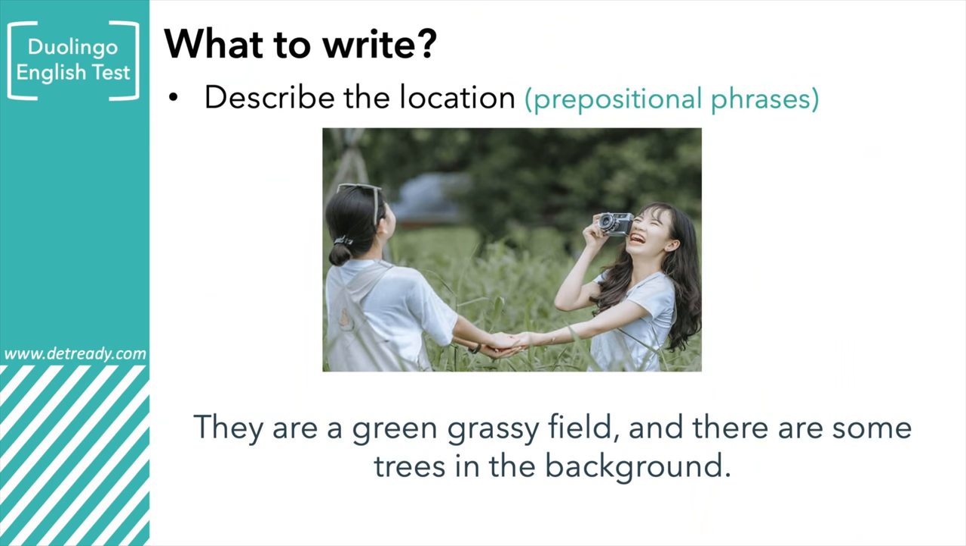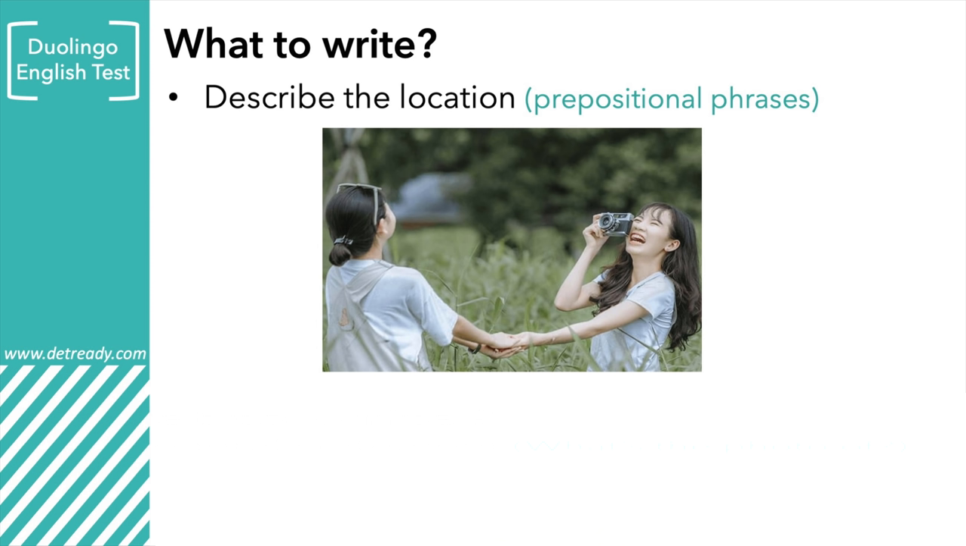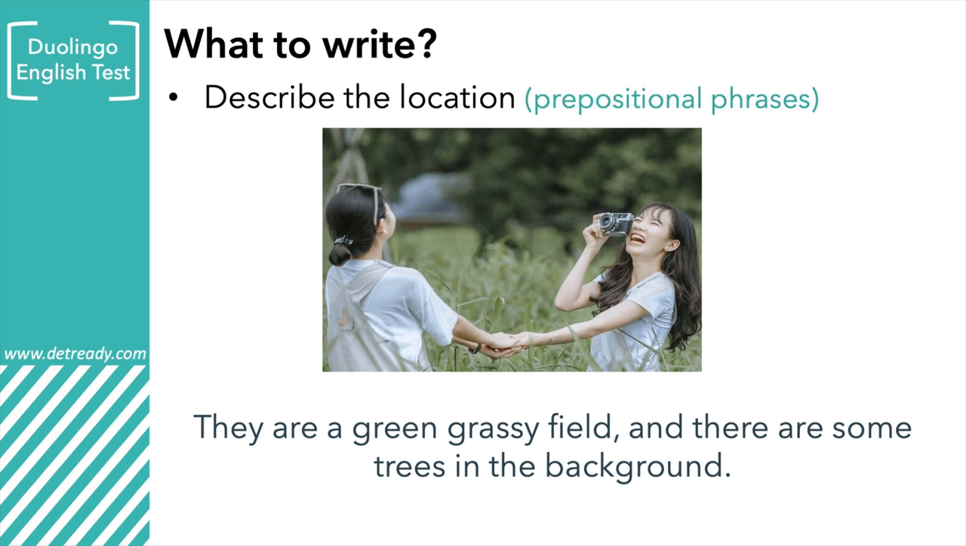This is one way to go into more detail, and in my opinion, could be quite good for your second sentence after your general statement. But this might not work for all photos, so let me show you something else you can do. So you could also describe the location of the things in the photo. So again, this photo has people, so I might want to describe where they are in the photo and what is near them or what is behind them. So I would write a sentence like this. They are in a grassy field and there are some trees in the background.